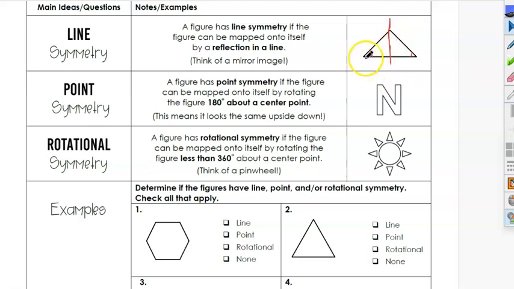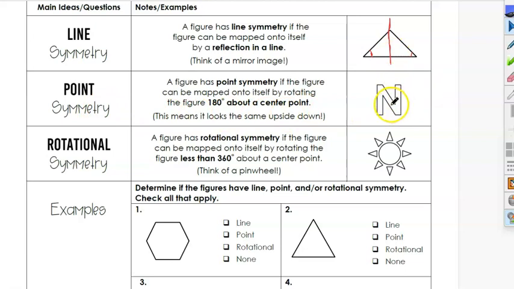Now, as long as you have one line that creates sameness, this mirrored image, now it's got to be exactly the same on either side of the line, whether that's vertical, as in this case, or horizontal. If you have a line anywhere that accomplishes that, then you've got line symmetry. Okay? Now let's talk about point symmetry.